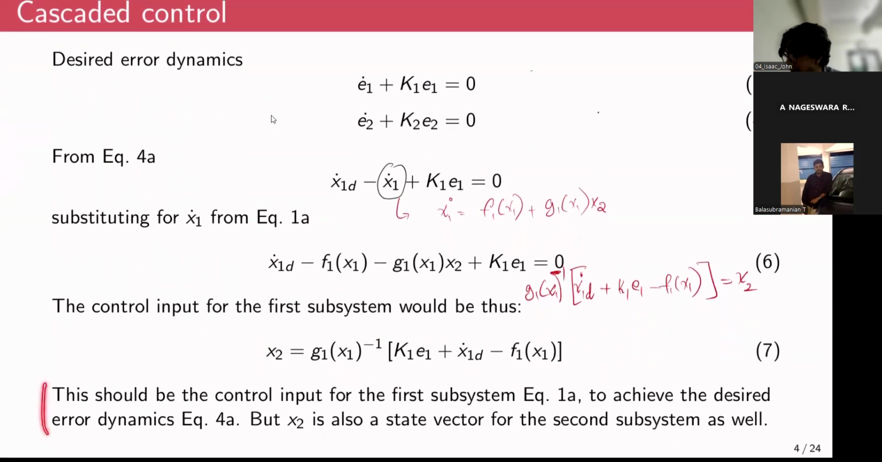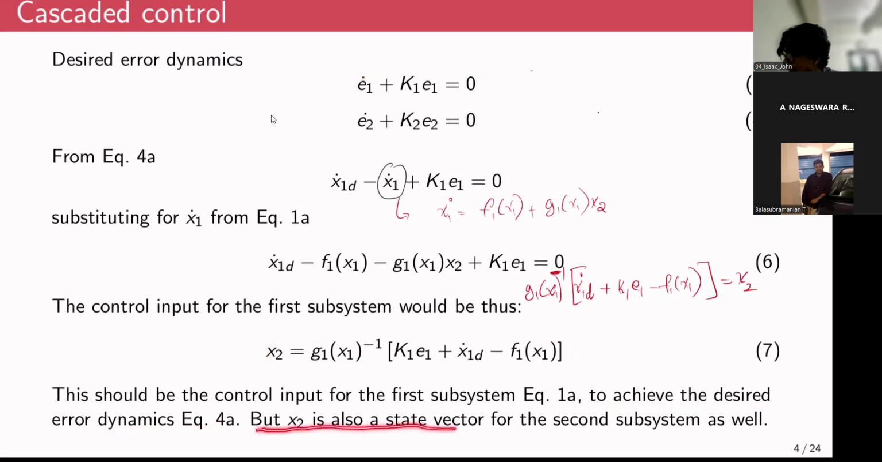But then there is a problem. Let's see what this statement says. The term x2 should be the control input for the first subsystem in equation 1a, to achieve the desired error dynamics in 4a. So this is equation 4a. We have to substitute this control input into the first subsystem so that we can get this error dynamics.